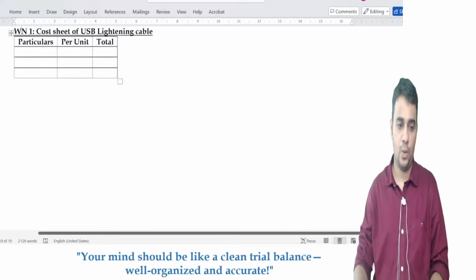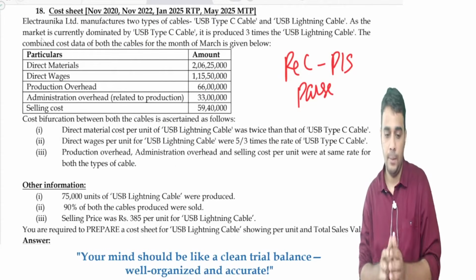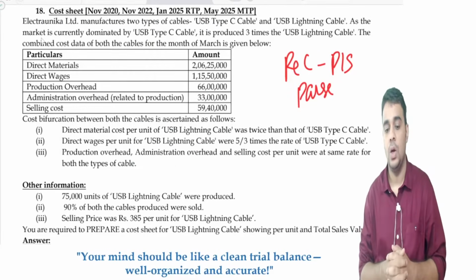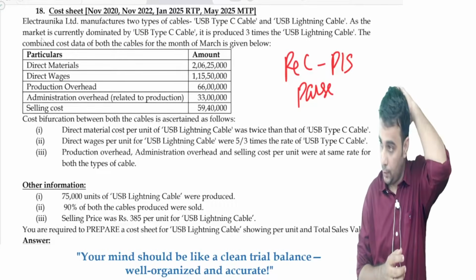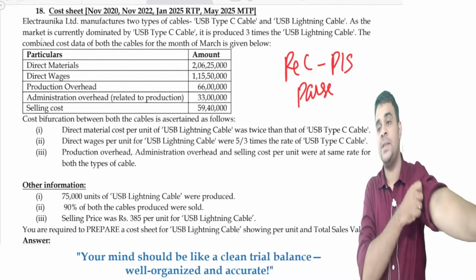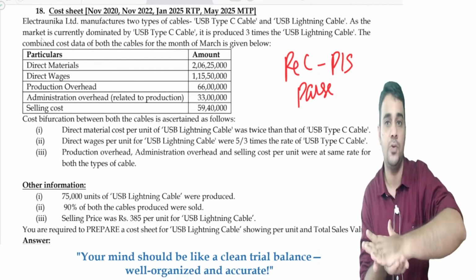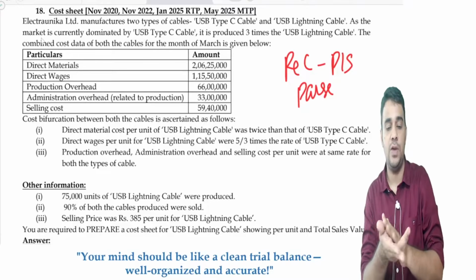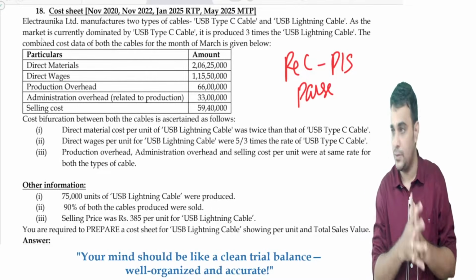The question specifically has asked for per unit calculation here. Per unit and total. Cost sheet for USB Lightning cable showing per unit and total sales value. We have produced 75,000 units. So till COP, we'll do 75,000. And below COGS, we have sold only 90% of that. So everything will be for 90% of 75,000.